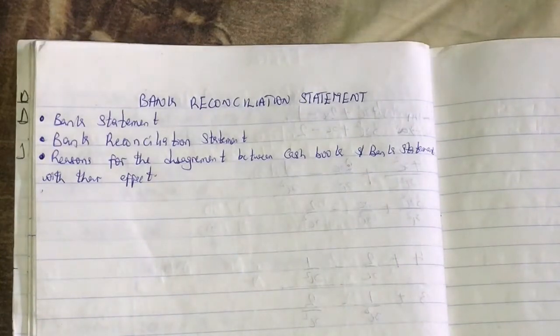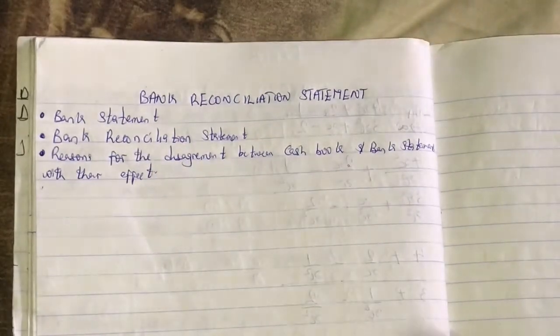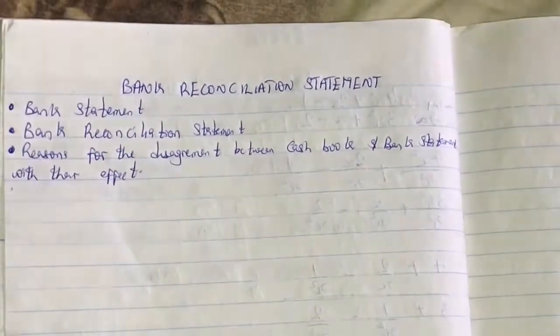So, the bank statement, you can say it is the document in which the bank shows the transactions between it and its customers. It is the book that shows your transactions. As a matter of necessity, the balances of the cash book and bank statement must be equal. But at a given date, the balance of the cash book is unlikely to agree with the balance on the bank statement due to certain reasons, which I'll be explaining later. That is the reasons for the disagreement between the cash book and bank statement.